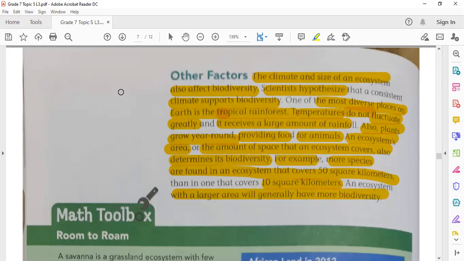So in this paragraph, the two factors, climate and size of an ecosystem. If the climate is good, if there is a lot of rainfall, and the temperatures are stable and do not fluctuate, that means the biodiversity increases. If the ecosystem is large, that means it will have more biodiversity because there are more spaces available for organisms.